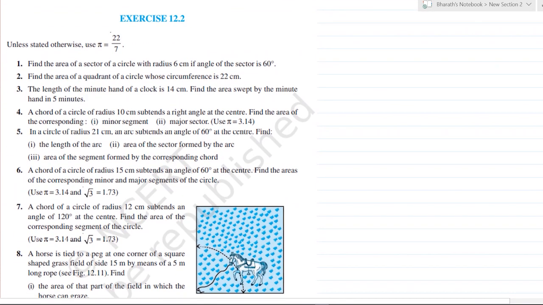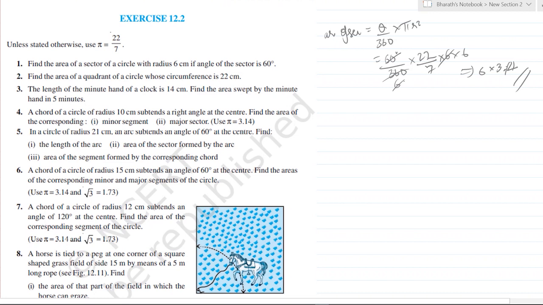Go to next. Find the area of the sector of the circle with radius 6 centimeter. Area of sector: write the formula theta divided by 360 into pi r square. So what is theta? Theta is 60 degrees. So 60 divided by 360 into 22 by 7 into r square. What is r? 6 into 6. Fine. Here 6 cancels 6. After this, calculate and get the answer. Okay, fine, 3 into 3.4.